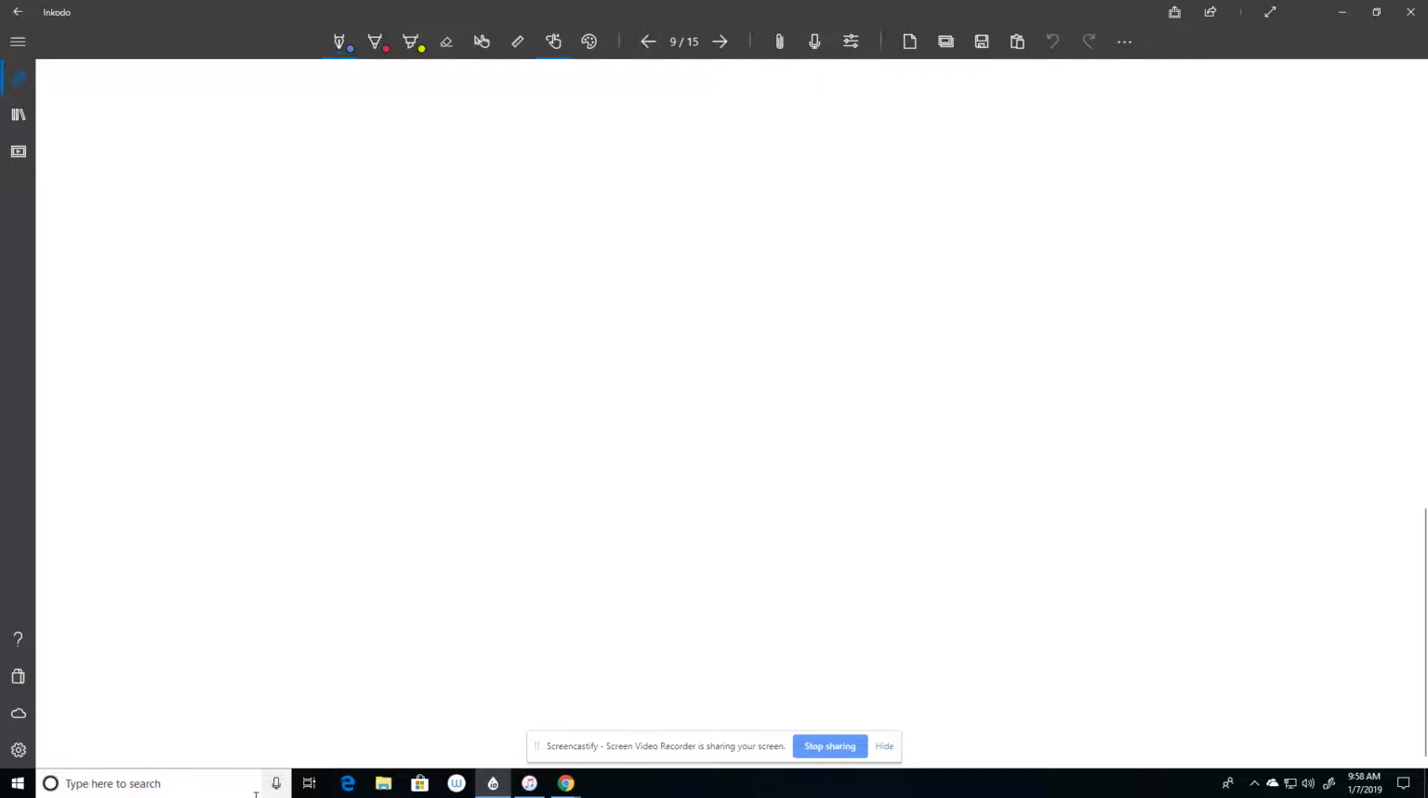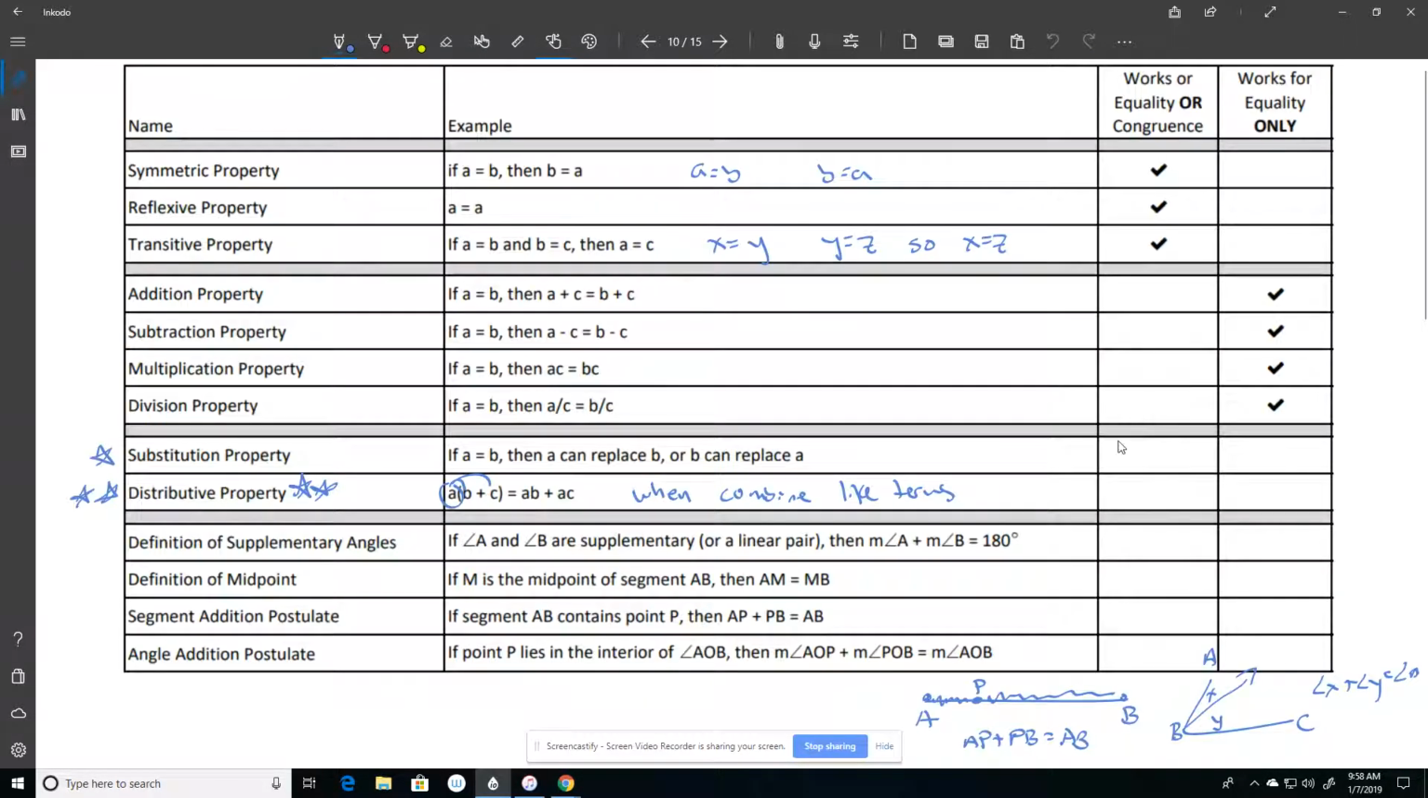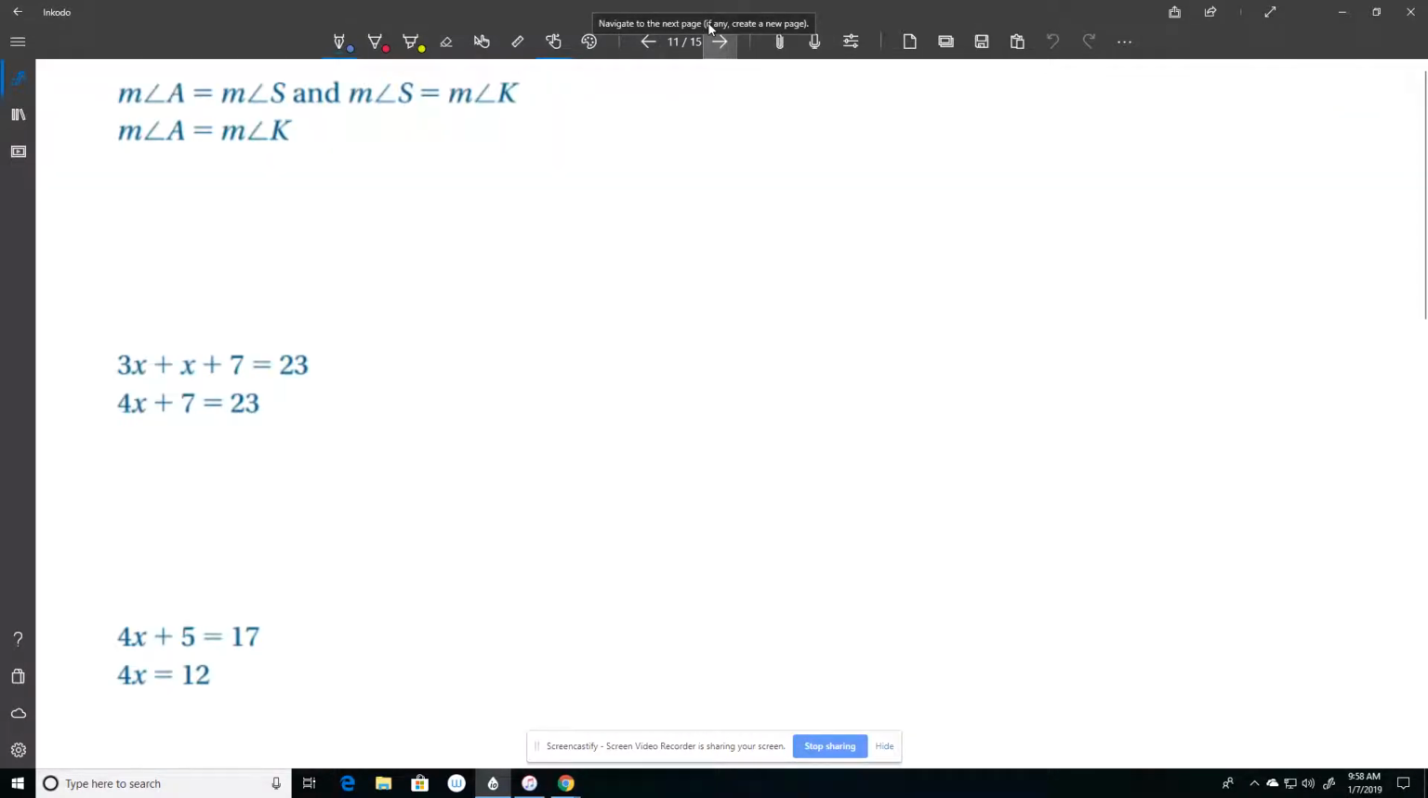Sorry about that. So we have all these different rules. Again, you have a cheat sheet that you can use on the homework. Any step that you do, you have to use one of these rules to justify that step, even if it's something that you do in your head.